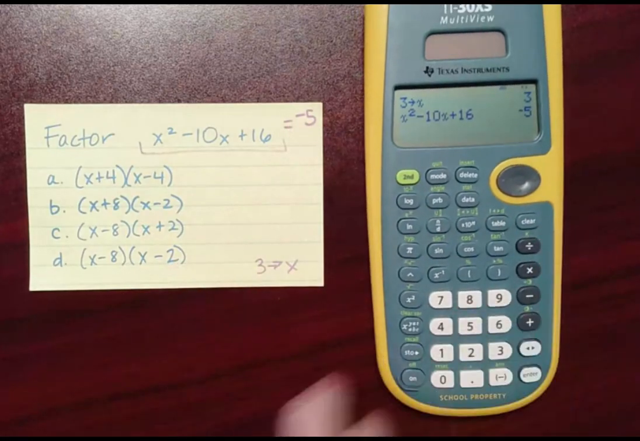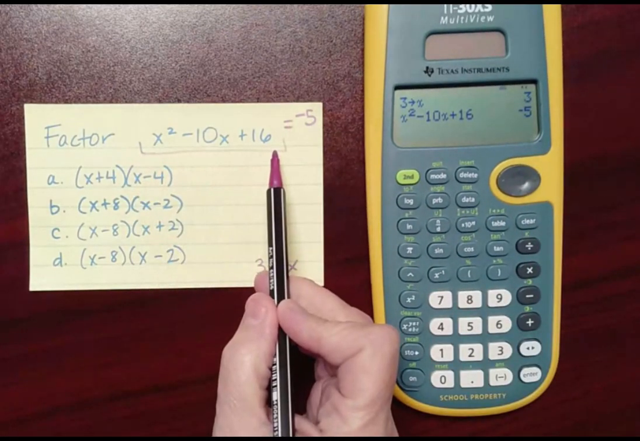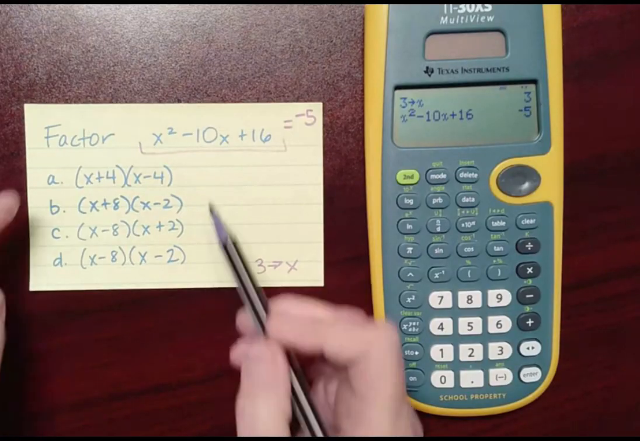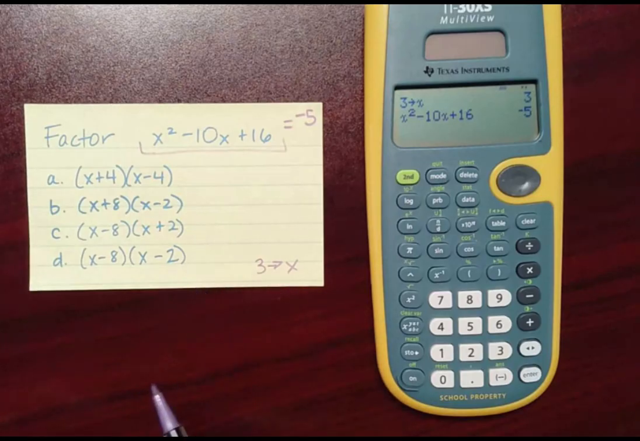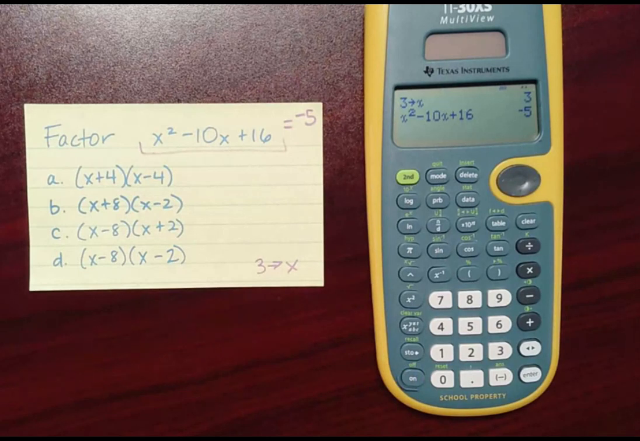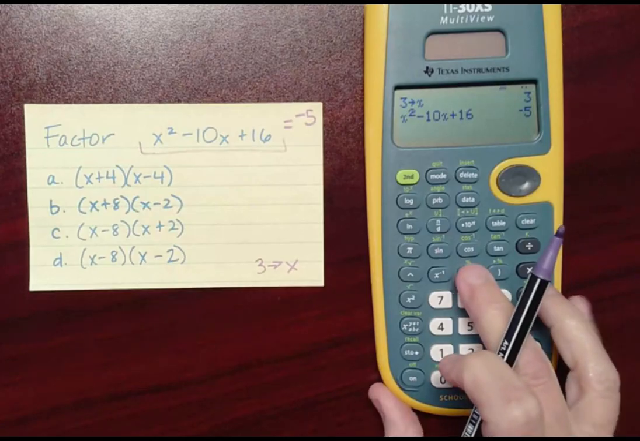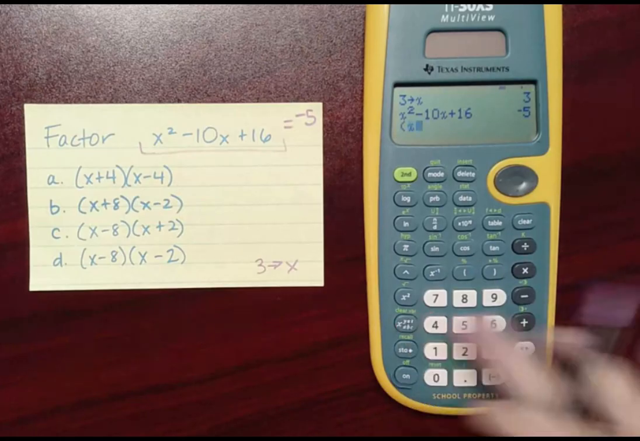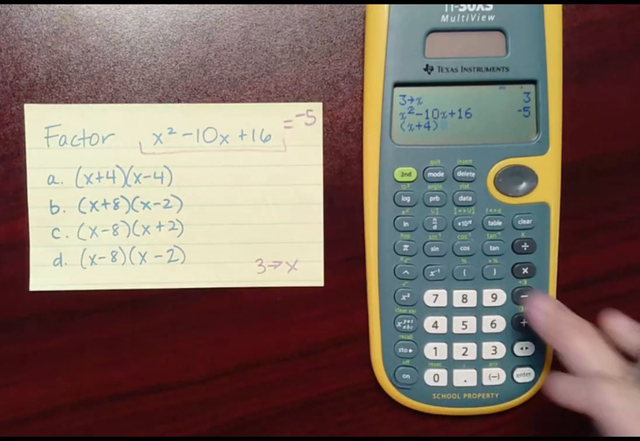So what that tells me is that the value of this expression, when x is 3, is -5. So now we're going to take our answer choices and type them in. And when we find the one that is also equal to -5, that's the expression that is equivalent, or the one that would be equal. So we have to type them exactly the same. I don't have to store 3 again. It's still stored. But we'll hit our parentheses, and we'll do x plus 4. We'll close our parentheses. We'll hit the open and do x minus 4.